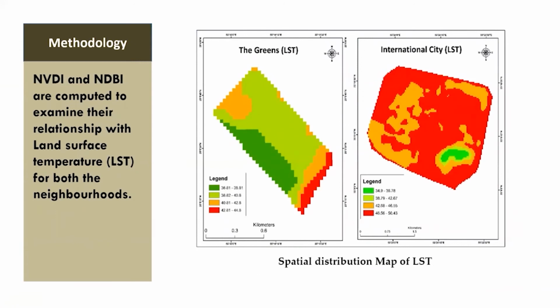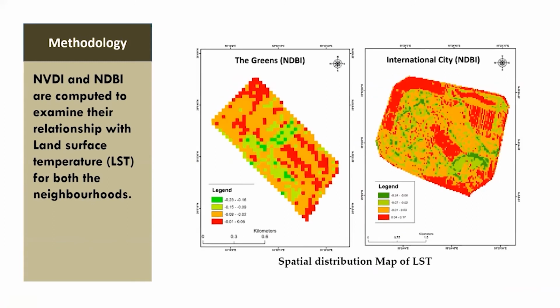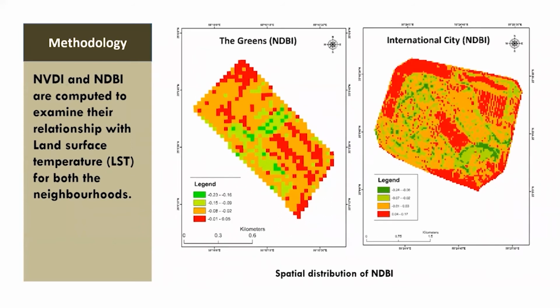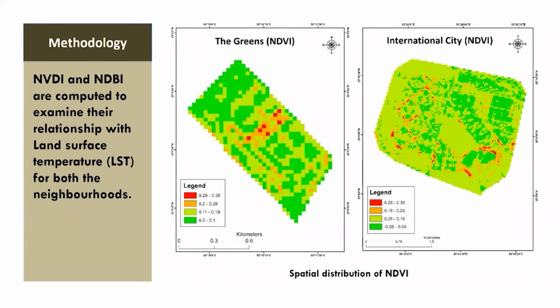What you see here is the spatial distribution map of the land surface temperature of both the neighborhoods. You can see drastically the difference in the temperatures. And also, this was compared from the point of view of NDBI. So this slide demonstrates the NDBI computation, and the next one is on the NDVI.